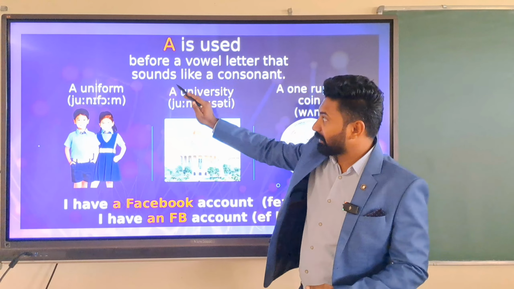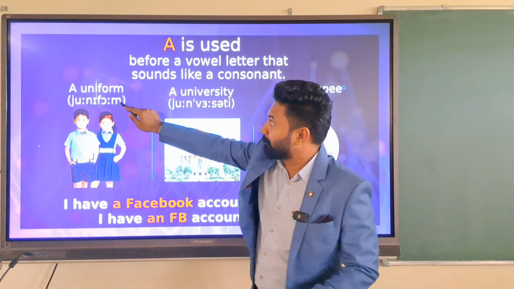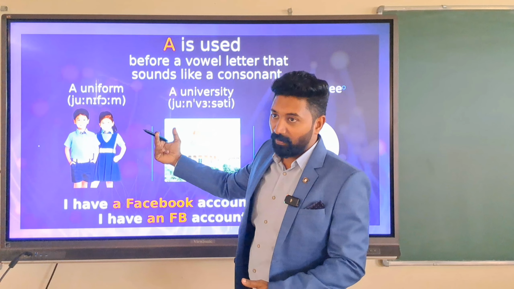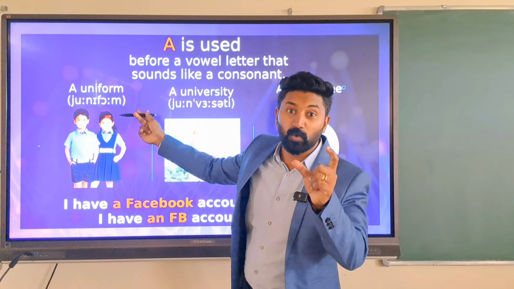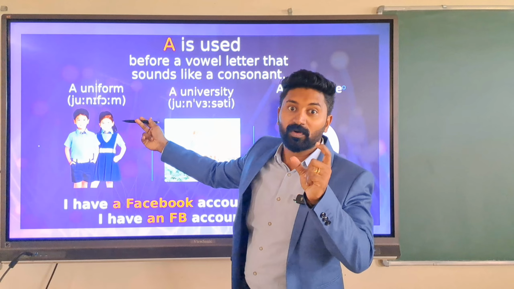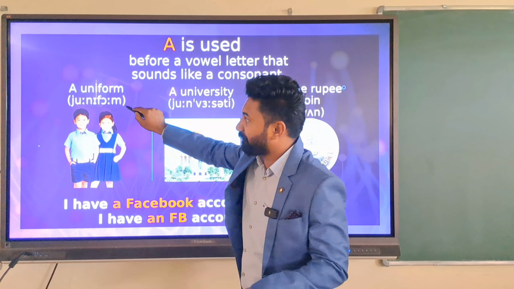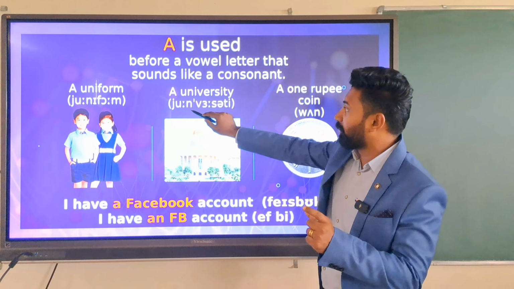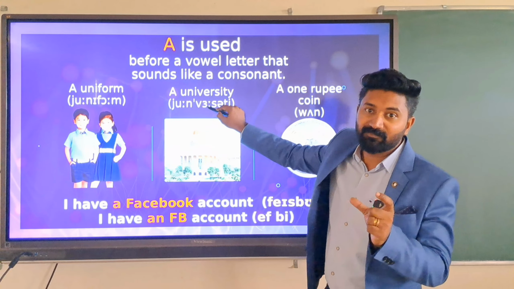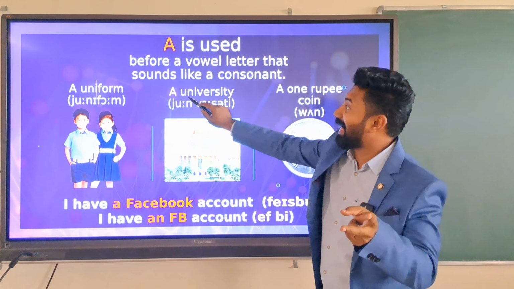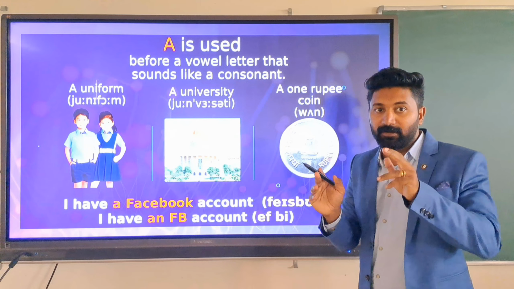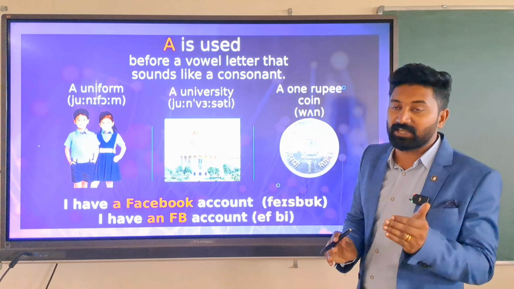See, look at the example here. A uniform, though it begins with a vowel, it doesn't sound like a vowel. It sounds like U. It doesn't sound like a or U, right? It sounds like U. I have given the phonetic pronunciation here. U, uniform. Again, university. So you are not supposed to be using an. Okay, so this is a bit confusing for people who have never come across this explanation.